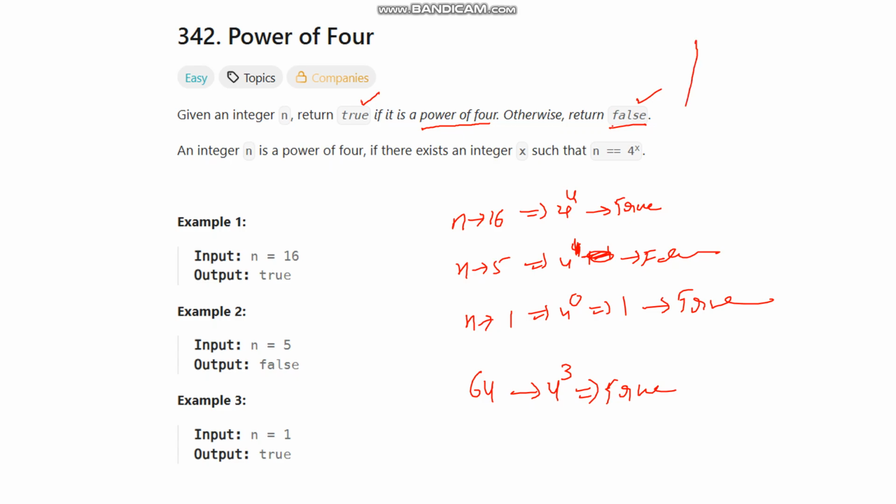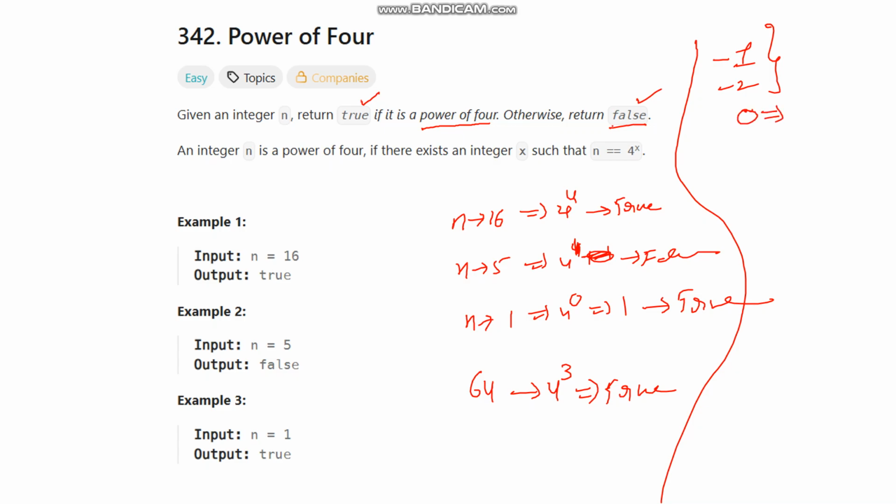If I am providing any negative numbers here, like if I give minus 1, whether it is a power of 4? No. If I give minus 2, power of 4? No. Means for the negative numbers there is no power of 4 here. Only the positive numbers can be a power of 4. Even if you take 0, it does not come under the power of 4.